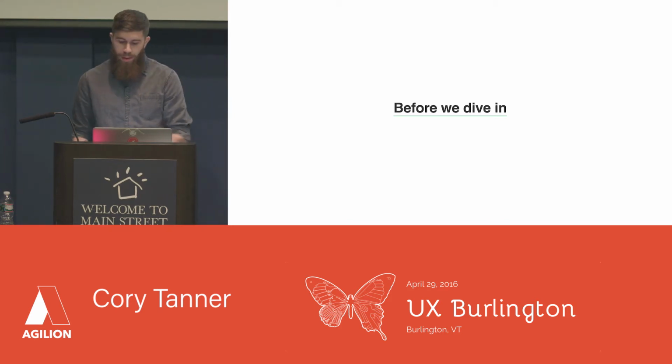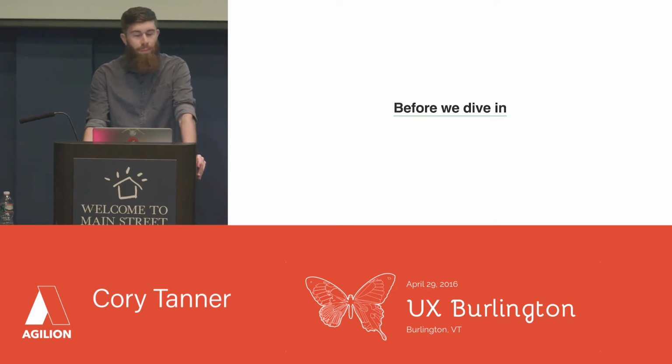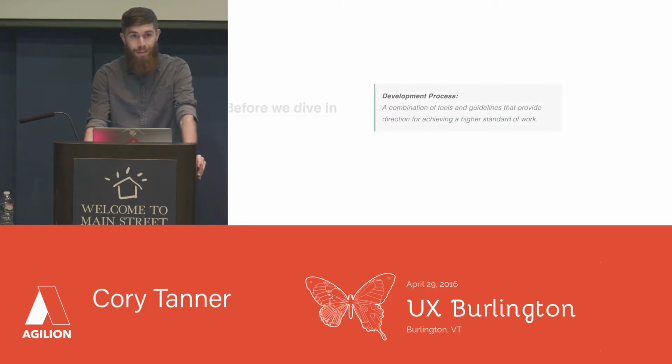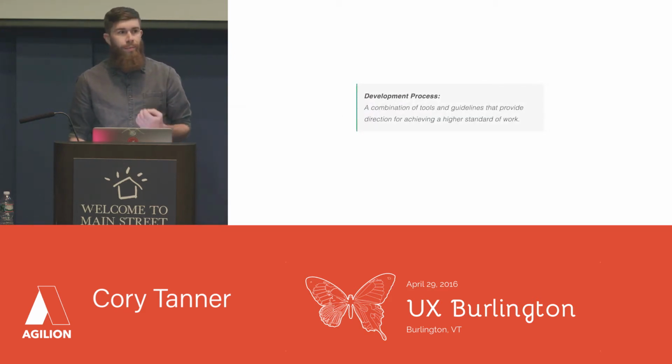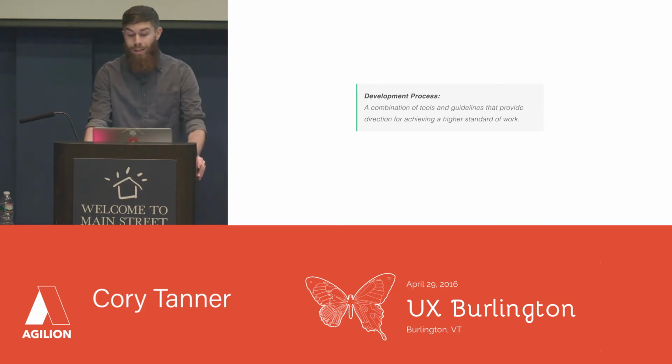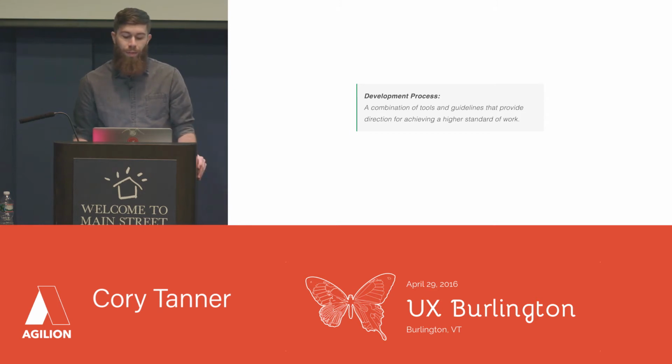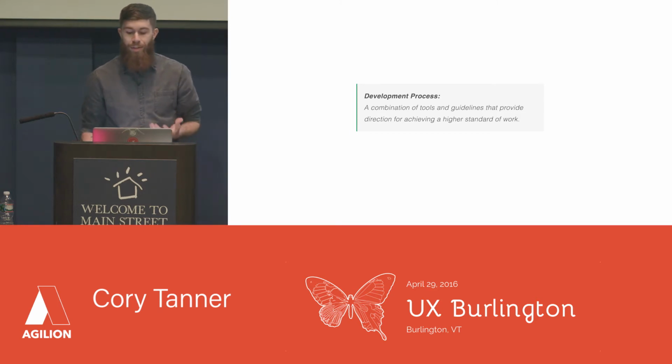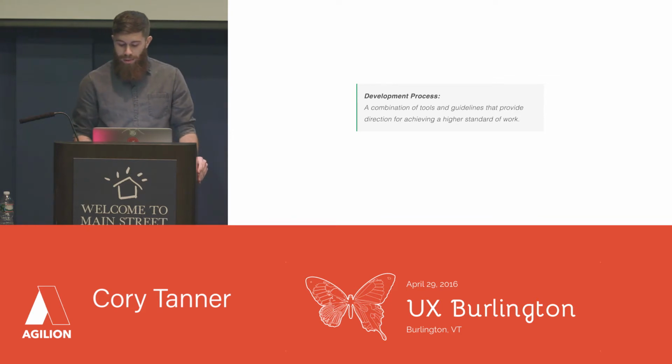But before we dive into PostCSS, I want to make sure it's clear what a development process is in terms of CSS development. If you Google CSS development process, nothing really comes up at all. So this is my own definition of it. A development process is a combination of tools and guidelines that provide a direction for achieving a higher standard of work. Why is it important? I'm going to explain why it's important.